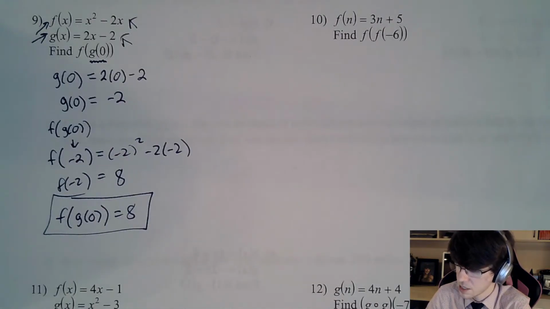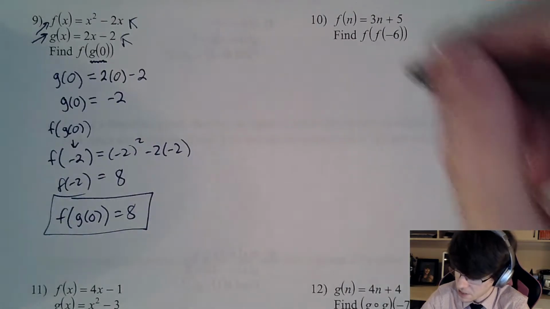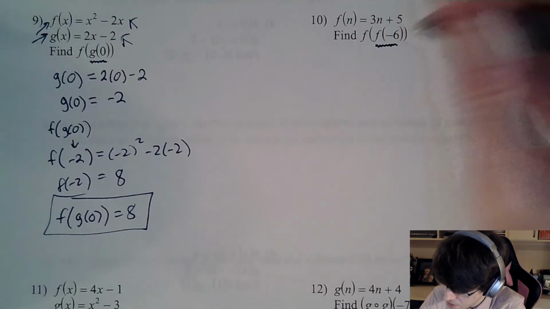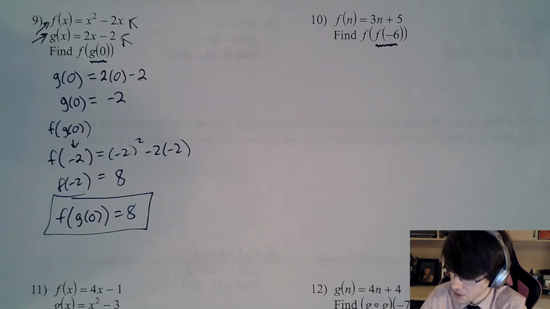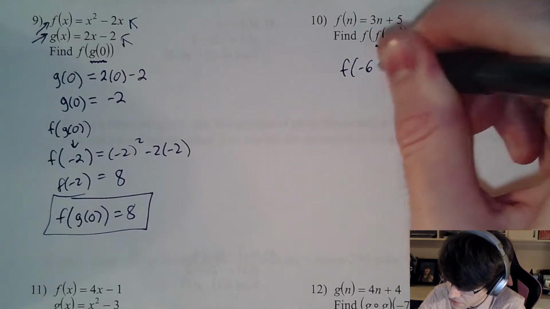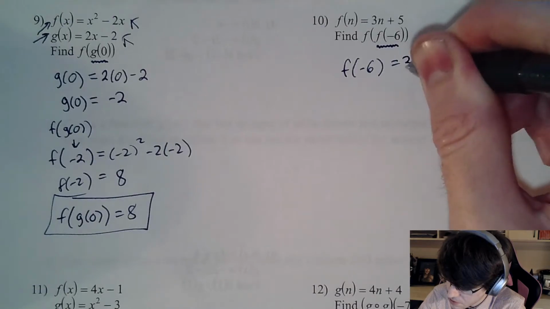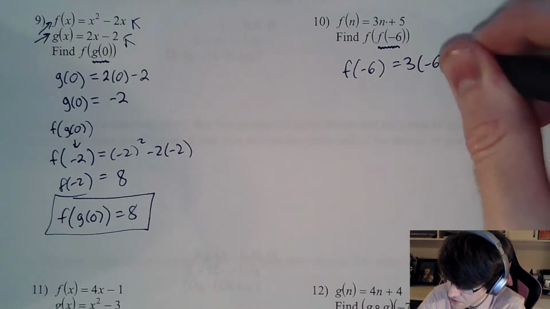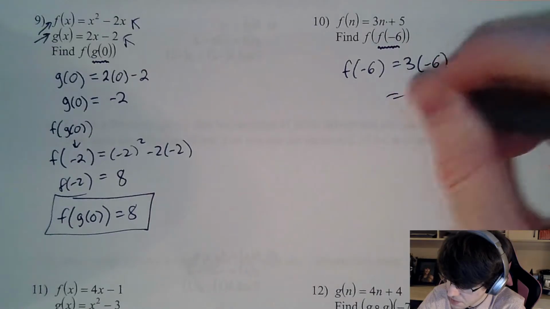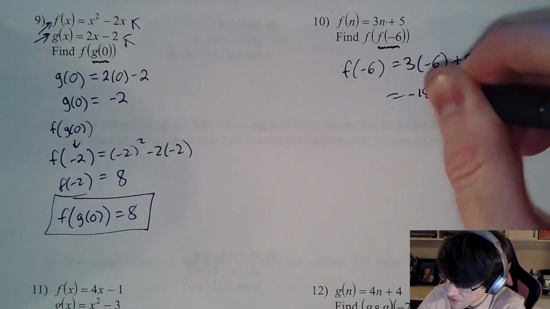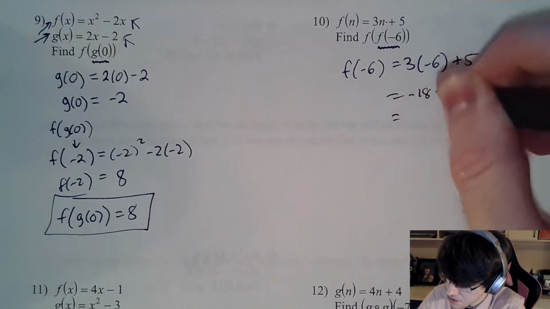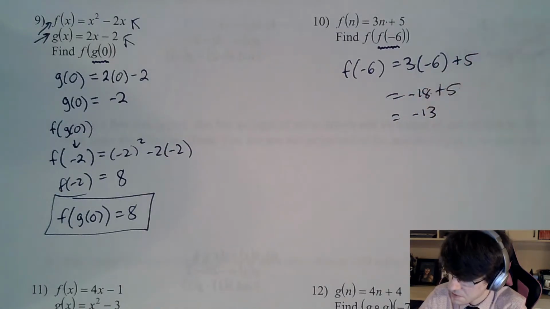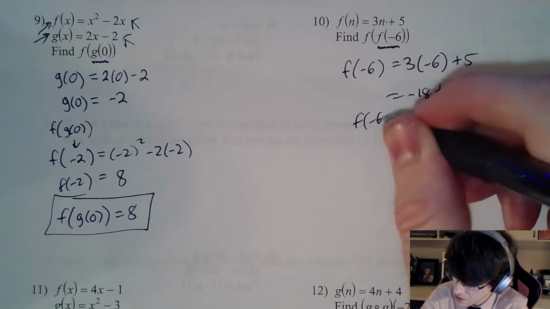So on number 10, it says f of n is 3n plus 5, and it wants us to find f of negative 6. So we're going to start right there. We're going to do that inside guy right there. We're starting with f of negative 6. And that's going to be 3, and then instead of an n, we're going to write a negative 6. 3 times negative 6 is negative 18, and negative 18 plus 5 is negative 13. That's what f of negative 6 is.